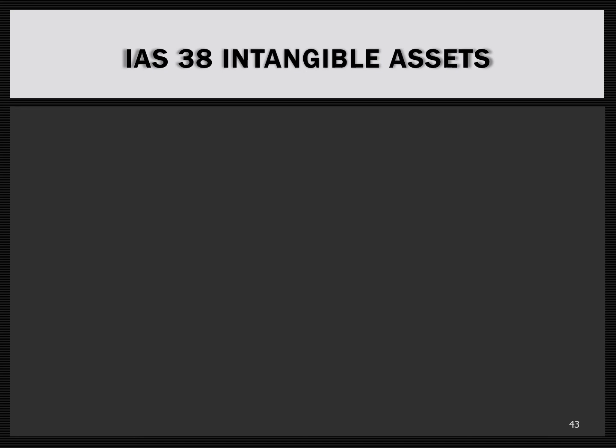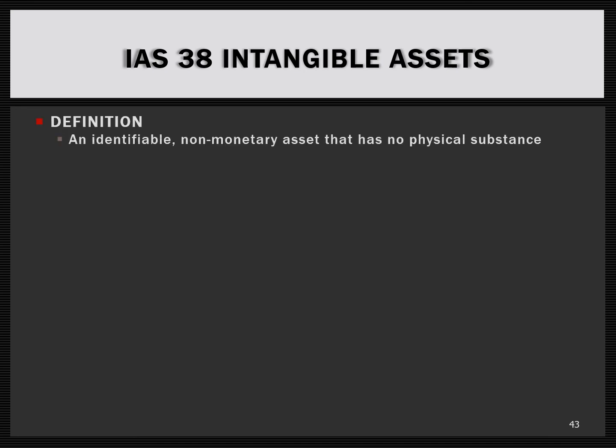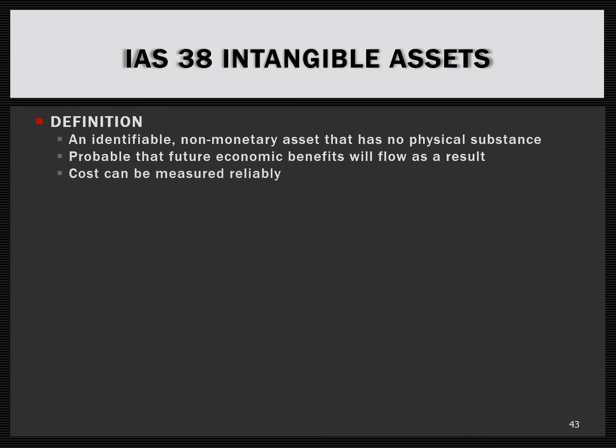IAS 38 deals with intangibles. Remember the definition, you sometimes get asked for it. It's an identifiable non-monetary asset that has no physical substance. And it's something that's going to provide us with future economic benefits, and it's something the cost of which can be reliably measured. And it's that final item that precludes the inclusion of internally generated goodwill, because we can't reliably come up with a value for that internally generated goodwill.